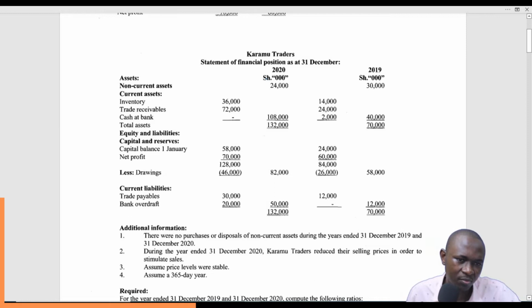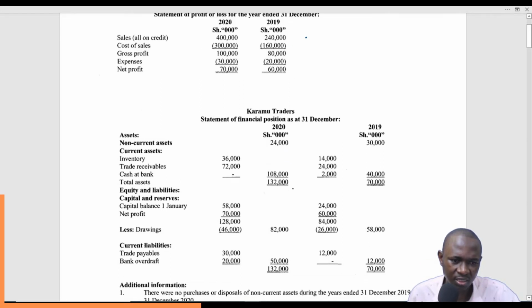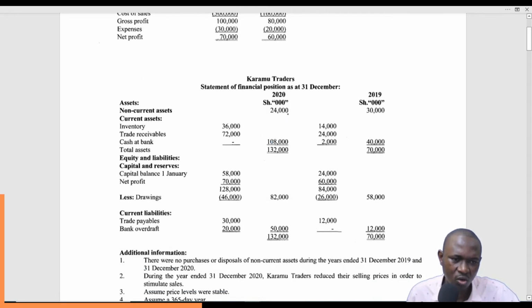Then statement of financial position. This is now the equivalent of a balance sheet. We have non-current assets, totals are there, and you can see this is for 2020 and 2019. So we have 2 years here, 2020, 2019. The same thing with the balance sheet. This is 2020, this is 2019.